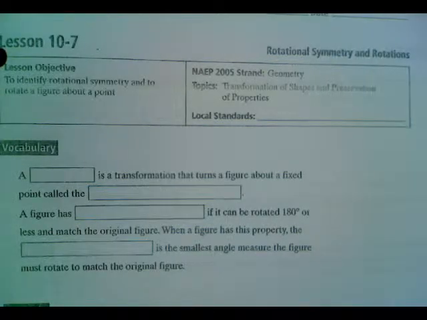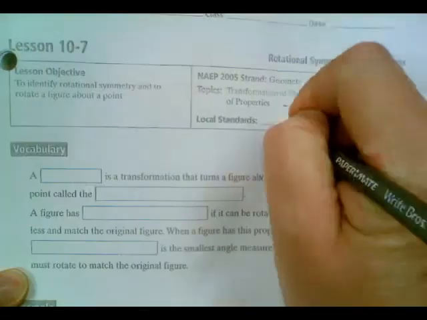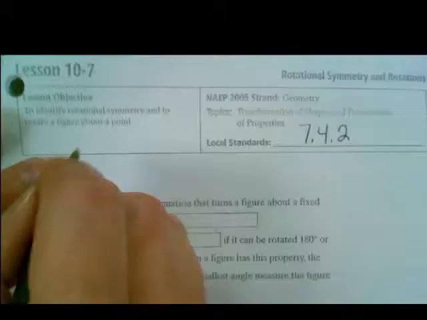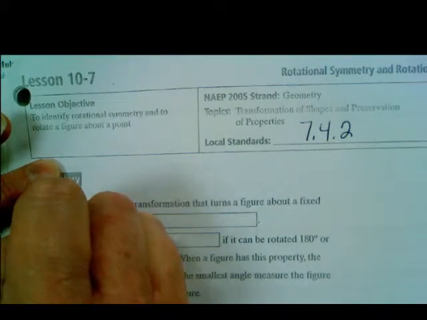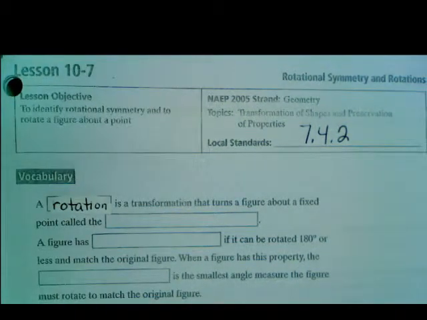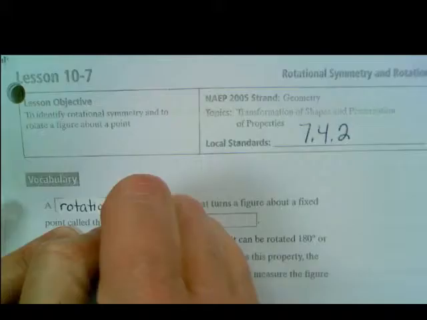Today's lesson is on rotational symmetry and rotations. The Indiana Academic Standard is 7.4.2. A rotation is a transformation that turns a figure about a fixed point called the center of rotation.